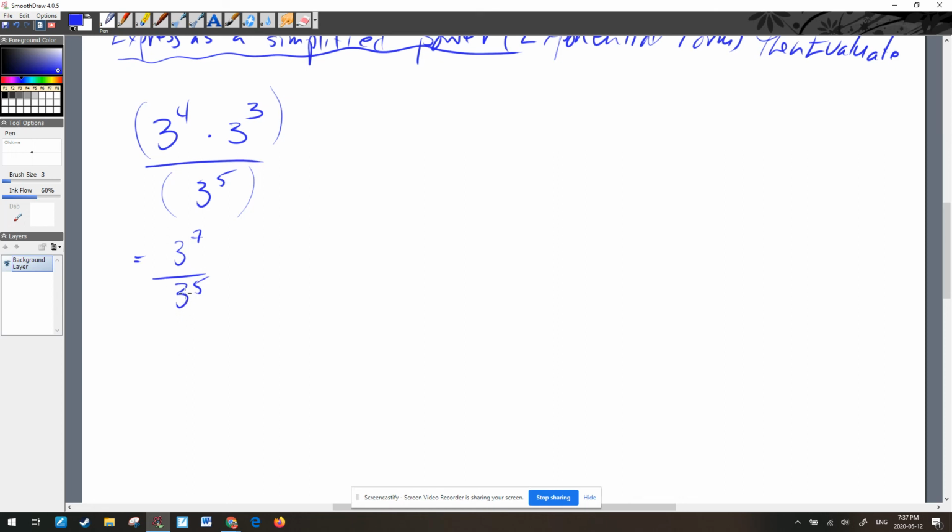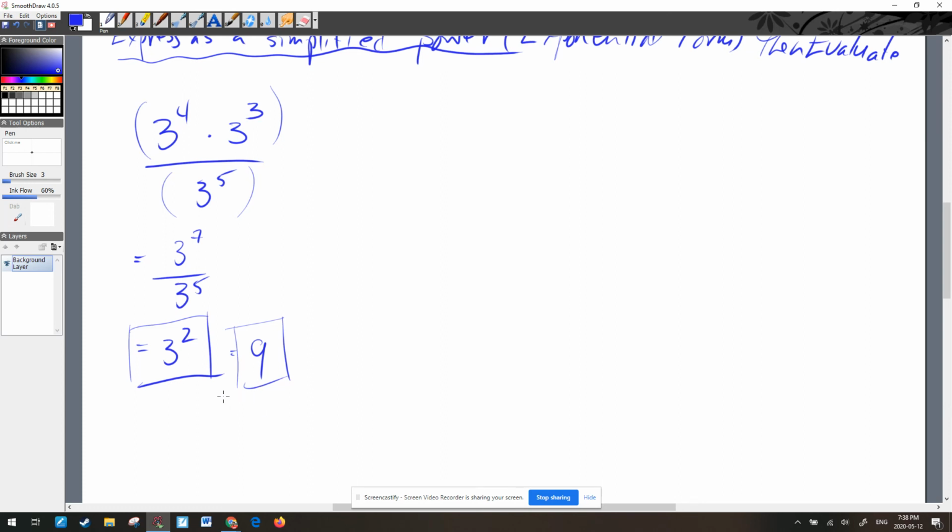Well, when we divide powers with the same base, we subtract the exponents. So that would be 3 to the exponent 2. So there it is, expressed as a simplified power or simplified exponential form. If we then had to evaluate, well, 3 squared is 9. So those are the answers, right? This is the simplified exponential form or the simplified power, and this is the evaluated form.